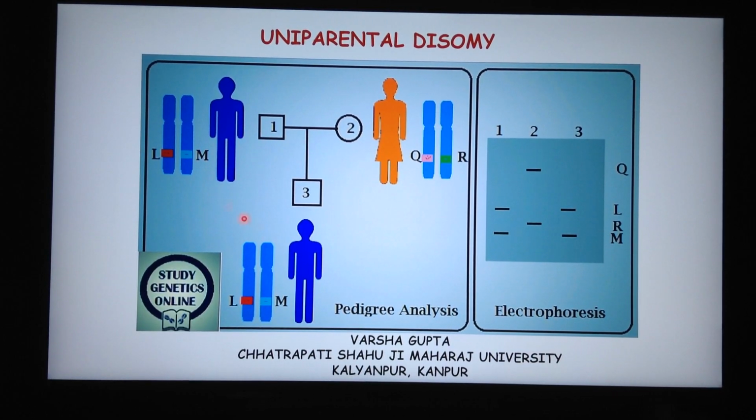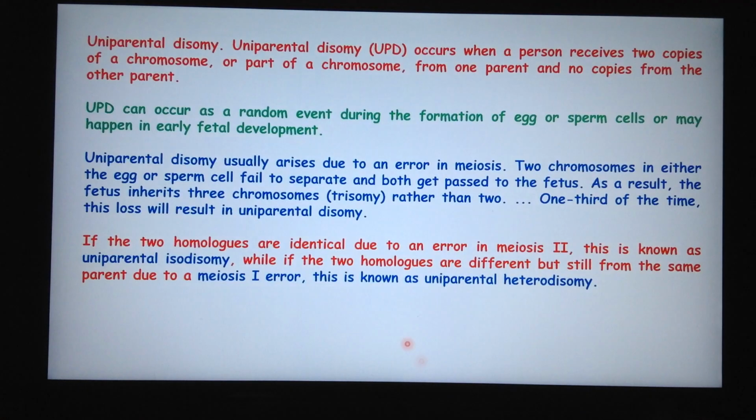As we can see here in this figure, this is male and this is female. This is the set of chromosomes which is coming from the male, having L and M. This is the set of chromosomes which is coming from the female, having Q and R. But the child of these two parents is having L and M, both the chromosomes, from the father. So this is uniparental disomy, which basically reflects the appearance of the chromosomes from one parent only.